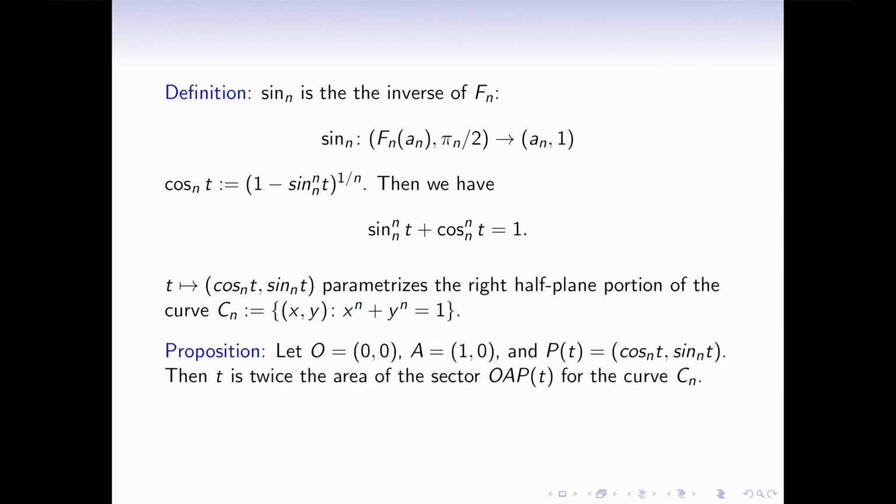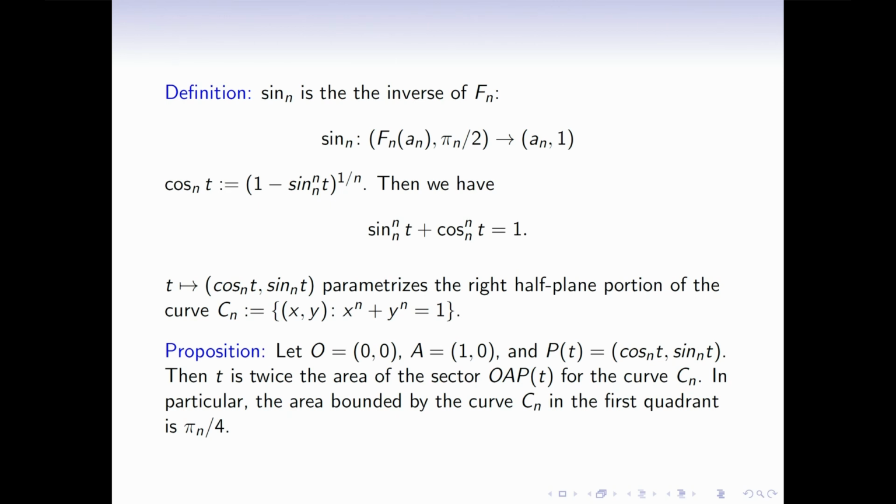And as desired, under this parameterization, t will be twice the area of the sector OAP, where O is the origin, A is (1, 0), and P is that moving point. So we achieved what we want. But note, it has nothing to do with the arc length parameterization. Only for p equals 2, or n equals 2, it's a coincidence that the arc length parameterization coincides with the areal parameterization, but for other values, it doesn't.